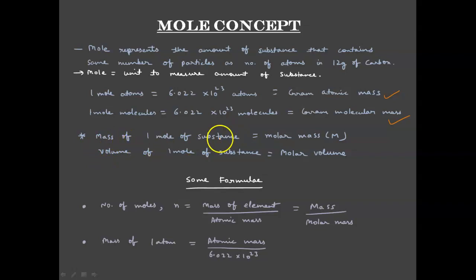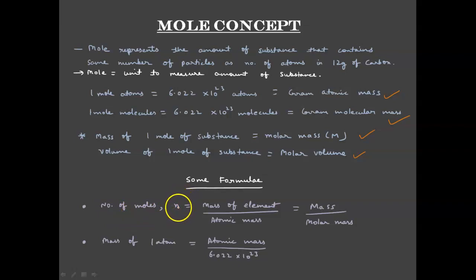So, mass of 1 mole of substance equals molar mass. Generally, we say molar mass or atomic weight or molecular weight. Volume of 1 mole of substance equals molar volume. We have some formulae that we should remember for solving our problems. Now, number of moles. It is the basic formula in mole concept.